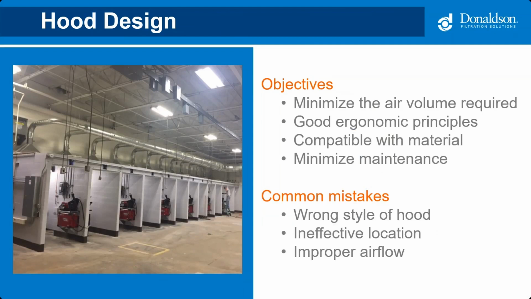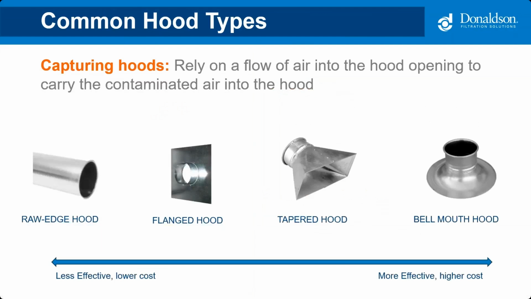When it comes to assessing an existing system, a few common mistakes I see are the wrong style of hood being used, the hood is not located in an effective position, or you have inadequate airflow at the hood. A closed capturing hood is generally the most effective method of capturing material. The 4 most common types of capturing hoods, in order of increasing effectiveness, but also increasing fabrication cost, are the following: the raw edge, the flanged, the taper, and the bell mouth hood.